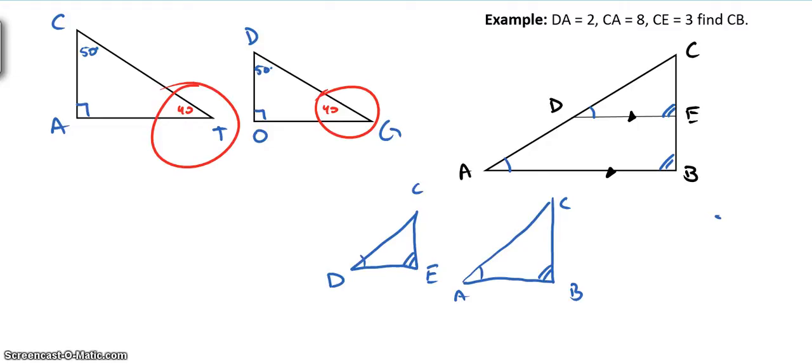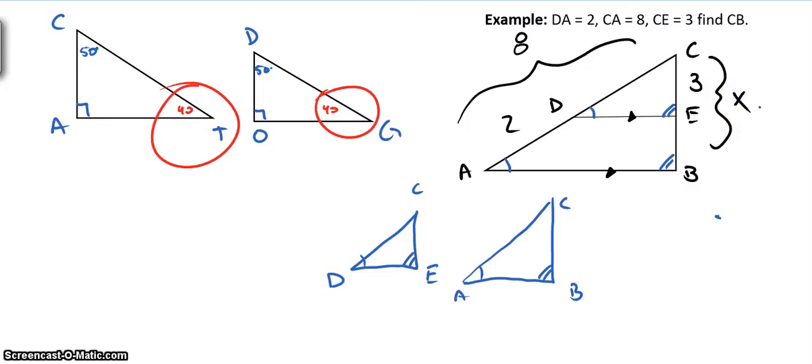So now let's put some numbers to this and see if we can't solve. It says DA is 2, CA is 8, so that means this whole thing is 8, and CE is 3, and it wants me to find CB. Now, if you can decipher the information from the overlapping triangles, awesome. If you can't, sometimes it's good to redraw them and then label your parts. We need to know what CD is. Well, if the whole thing is 8, and this piece is 2, this piece is 6, and we know CE is 3 from here. CB is x, that's what we're trying to find.